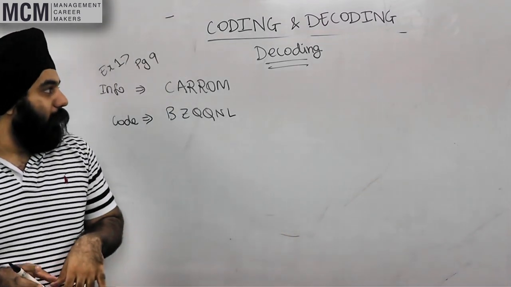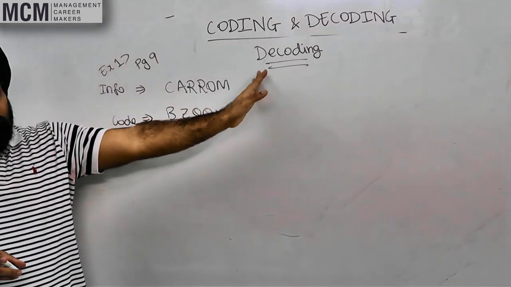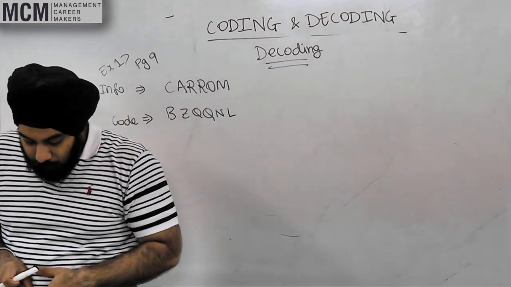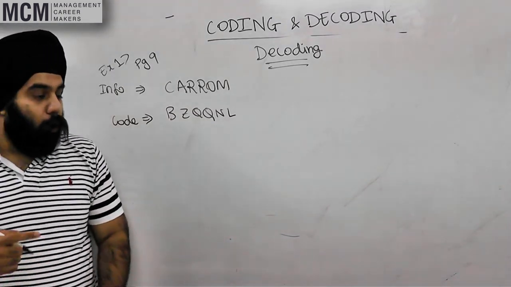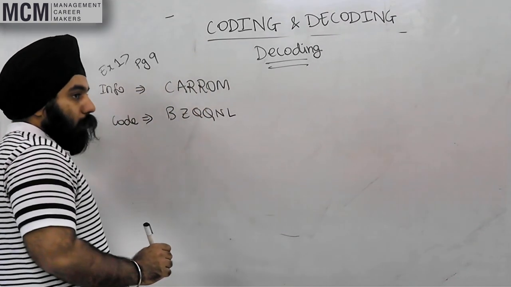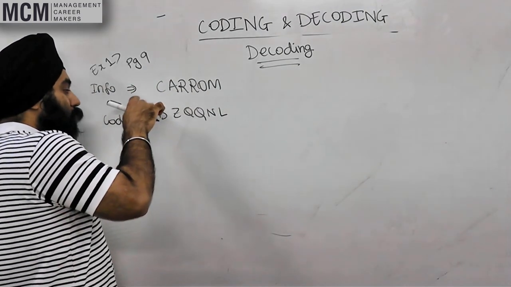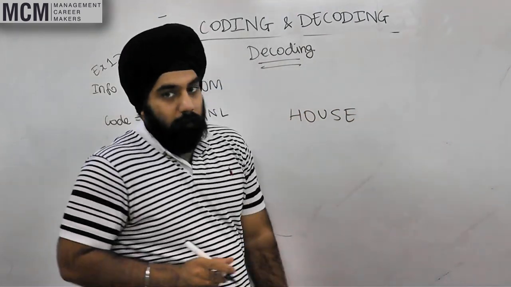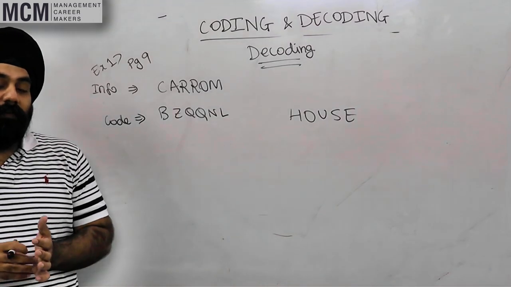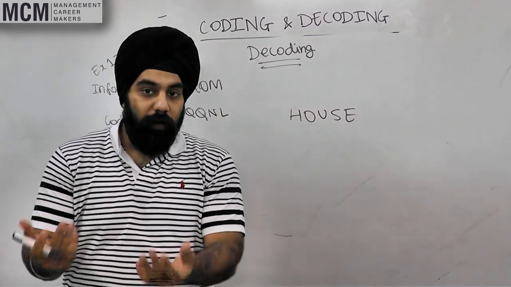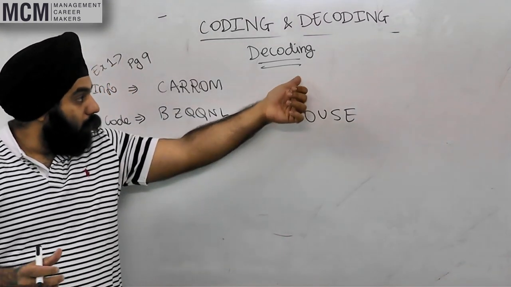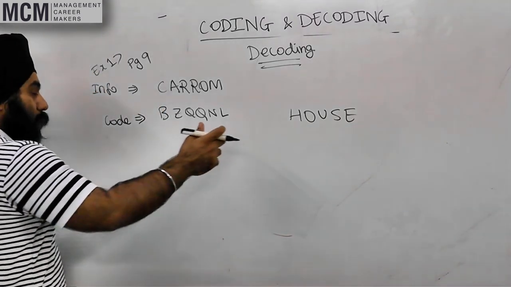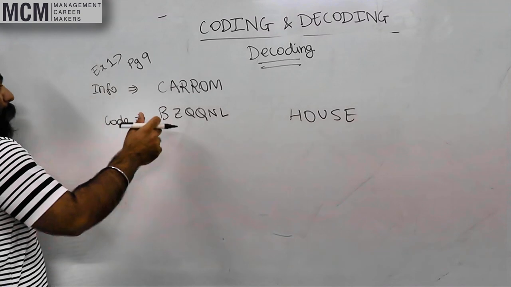So in the first example, it states that Karim has been coded as PZQQML. Now they want to know which word will be coded as house. Please be careful by the wording. It does not say how will house be coded. It says which word will be coded as house. So the coded word is house. So let's look at the pattern over here.